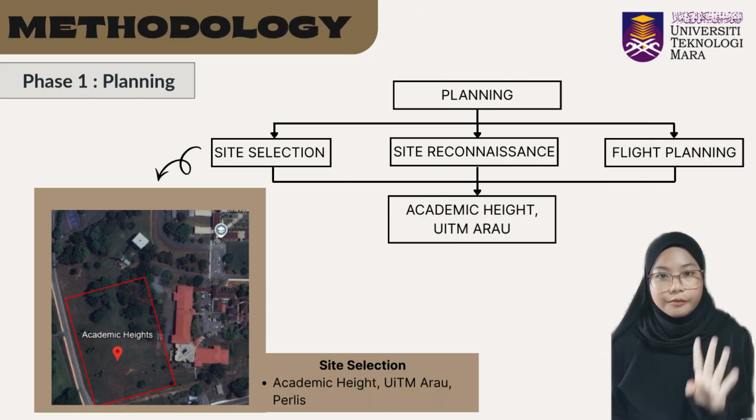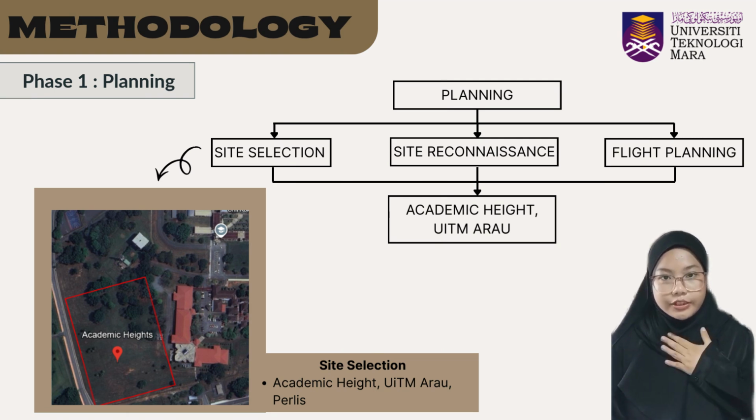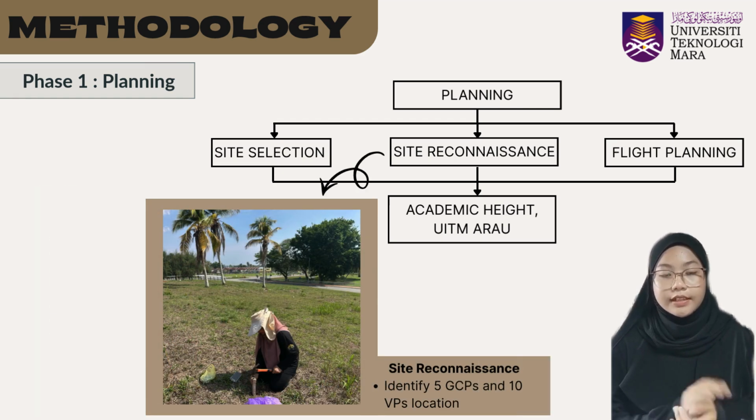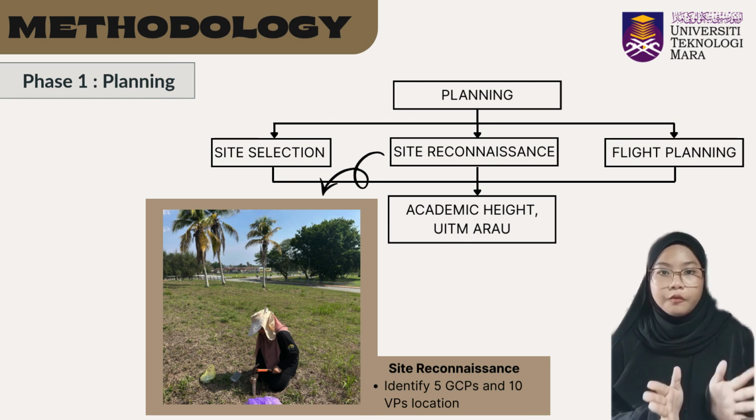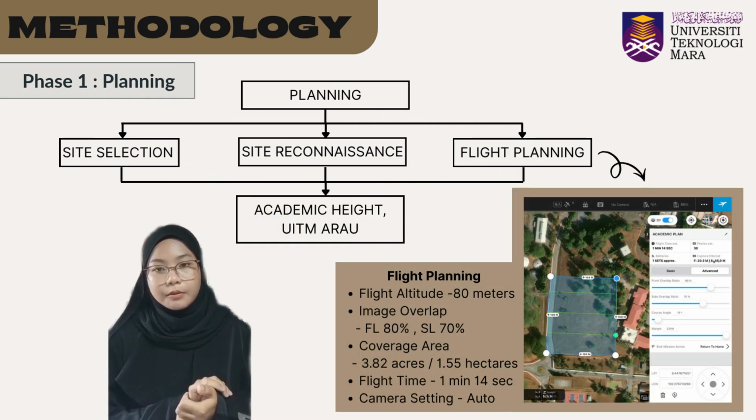Methodology: there are four phases for the methodology. The first one is planning. In planning, we need to identify the site selection first. My site selection is at Academic Heights, UiTM Arau, Perlis. Next, we need to recognize the site, which is identified to place the 5 GCPs and 10 BPs before collecting the data. The last step in phase 1 is flight planning.